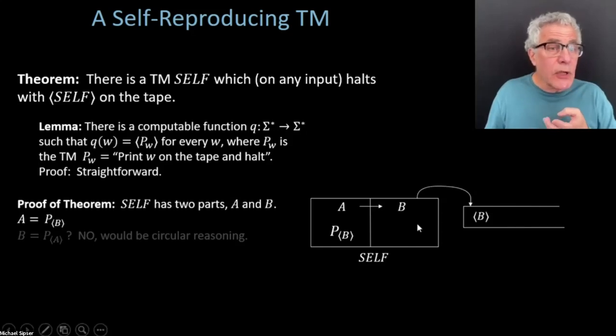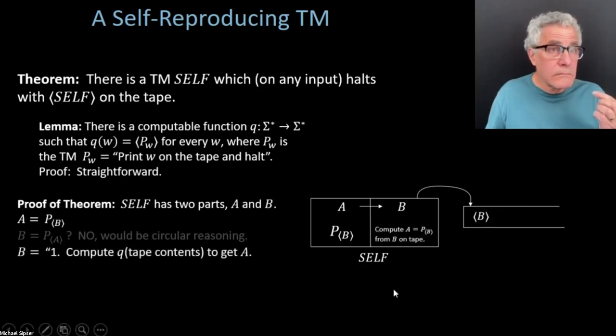So B is simply going to compute Q of whatever it sees on the tape. That is A. Okay, I don't know if you can read this, it's kind of small here. It's going to compute A from B sitting on the tape. So here are the instructions for B. It's going to compute Q of the tape contents, which happens to be the description of B, but that's irrelevant to B. B just sees some string on the tape. It computes Q of that, and that is A, because A is the machine which prints out that string.